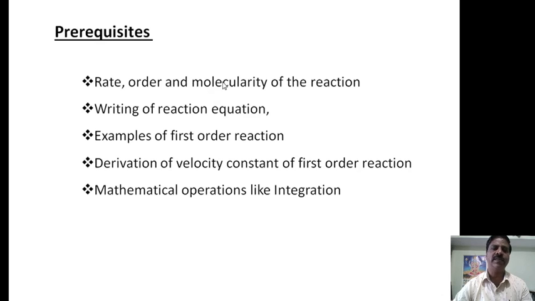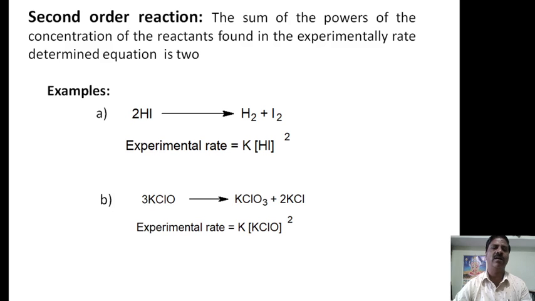Now coming to our main session, which begins with second order reaction. How do we define a second order reaction? The sum of the powers of the concentration of the reactants found in the experimentally determined rate equation is called the order, and if it is 2, it is a second order reaction.